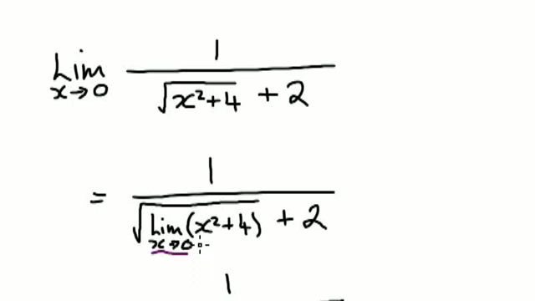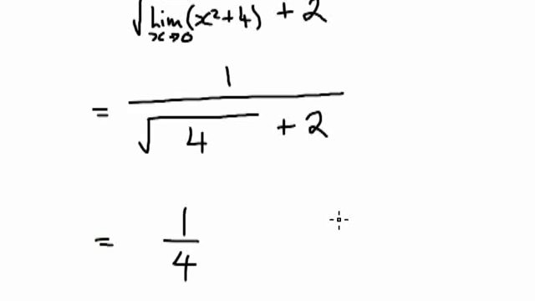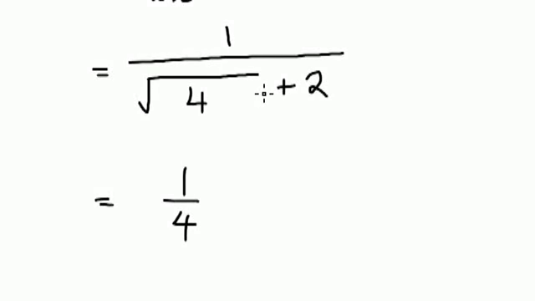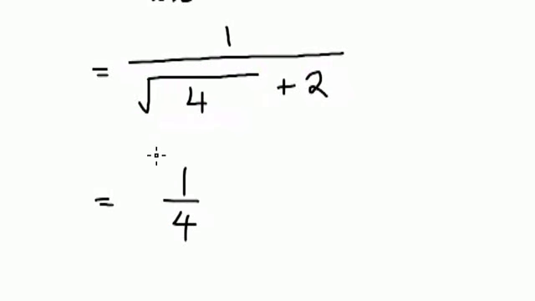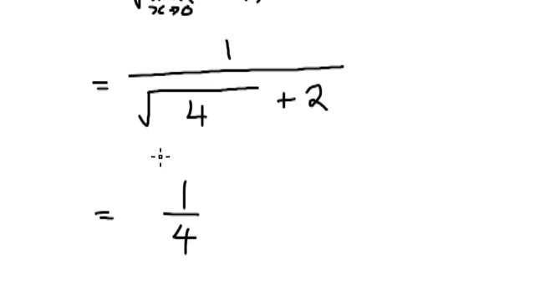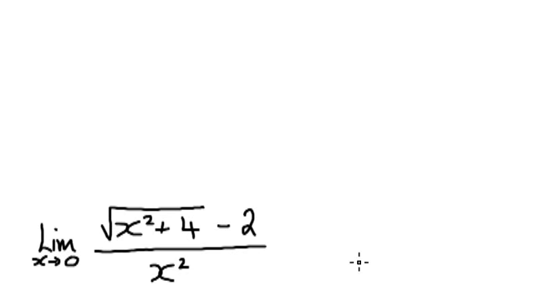As x tends to 0, this whole thing here would just be 4. So it'd be 1 over root 4 plus 2. Root 4 is 2, the square root of 4 is just 2. Now 2 plus 2 is 4. So after all that, the limit of this thing here is actually 1 over 4.